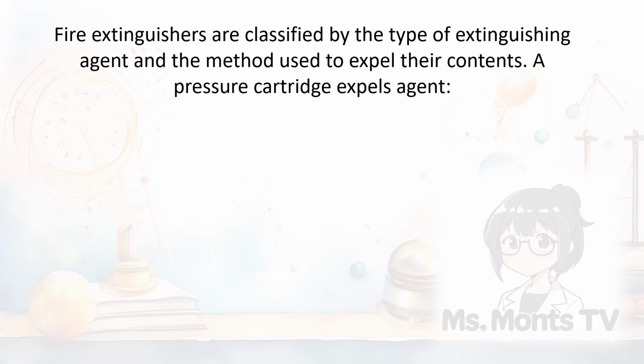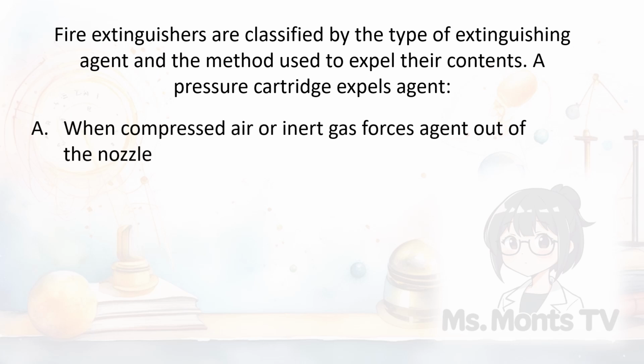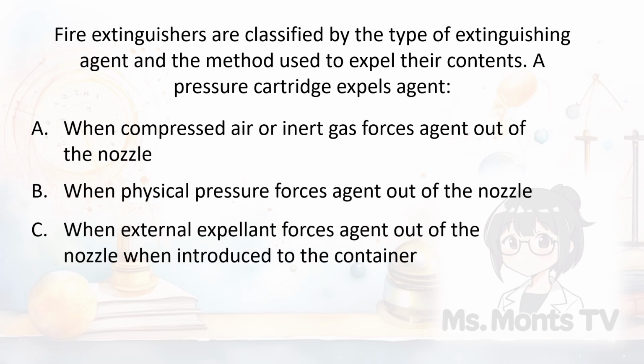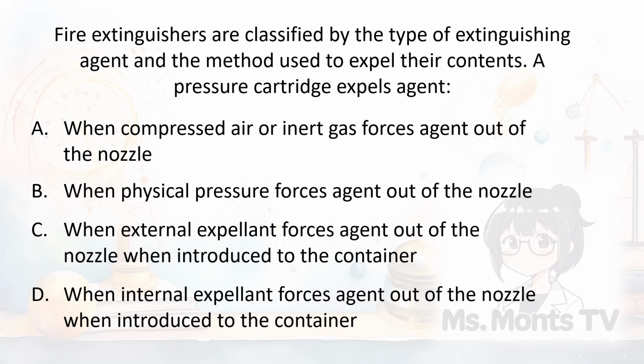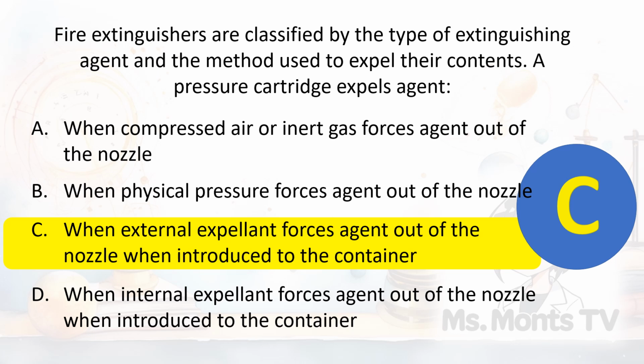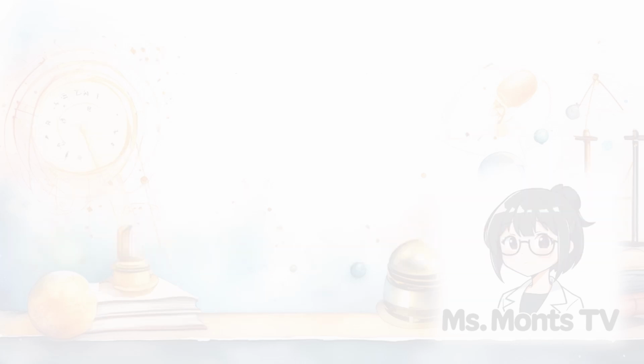A pressure cartridge expels agent. Letter A, when compressed air or inert gas forces agent out of the nozzle. B, when physical pressure forces agent out of the nozzle. C, when external expellant forces agent out of the nozzle when introduced to the container. Or D, when internal expellant forces agent out of the nozzle when introduced to the container. Letter C, when external expellant forces agent out of the nozzle when introduced to the container.